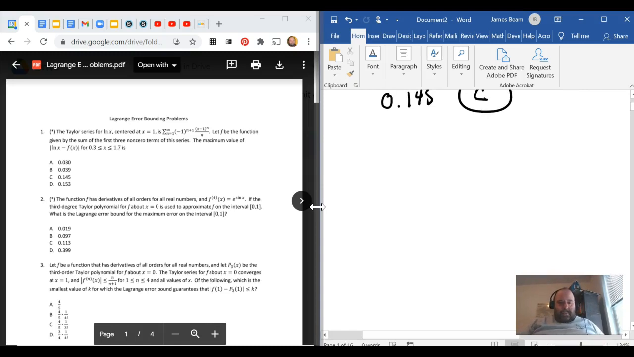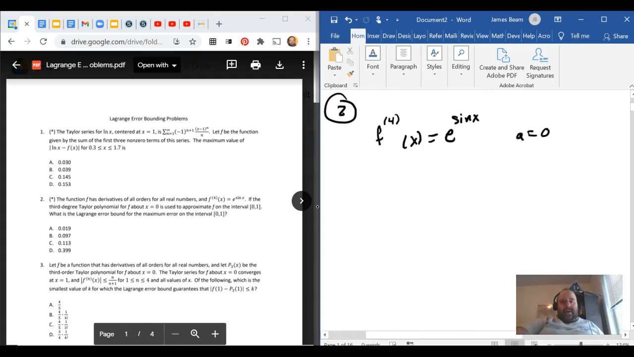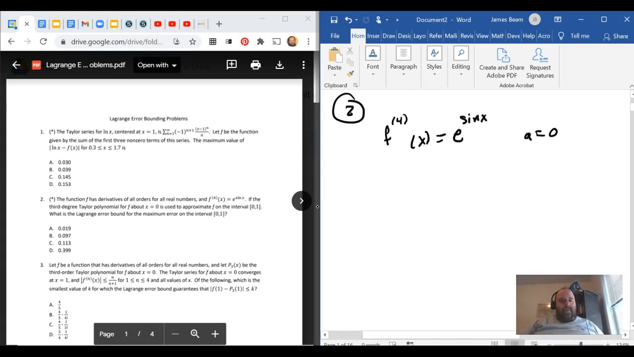All right, let's look at number 2. Number 2, f has derivatives for all orders of real numbers, and the fourth derivative of x is e to the sine x. Okay. If the third degree Taylor polynomial for f about x equals 0, so the center of my polynomial is 0, is used to approximate f on the interval from 0 to 1, what is the Lagrange bound maximum error on the interval from 0 to 1?